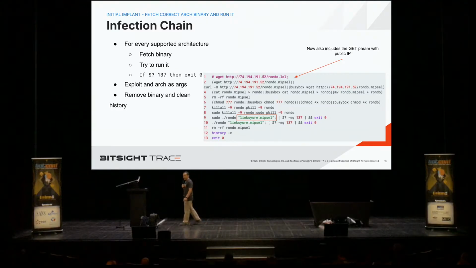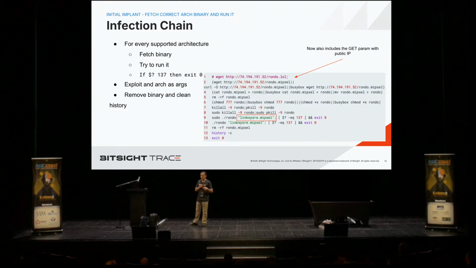So moving forward to fetching the binary itself and running it. They pretty much do this for all the architectures that they support, which at some point were 18. Between line 2 and 10, sorry, you would see this copy pasted for all the supported architectures. So they just fetch the binary and try to run it. They check the exit code 137, although they've removed this recently.